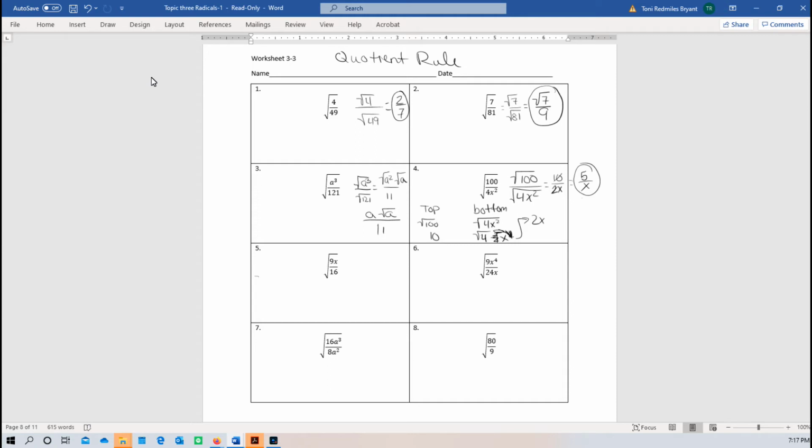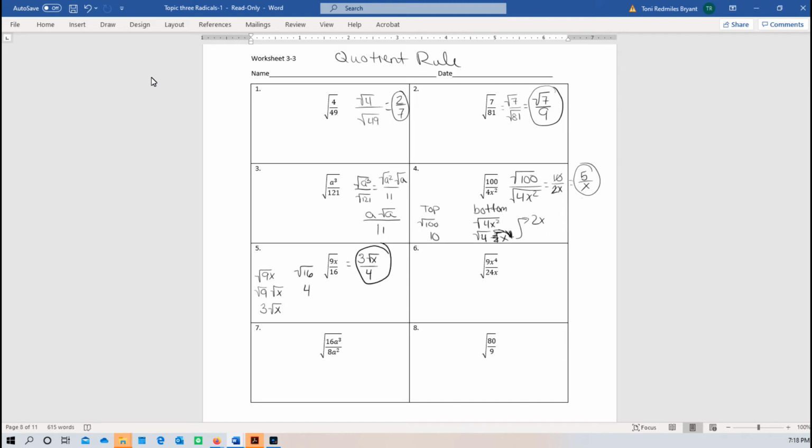All right, so on the top of this one, I have 9x. I'm going to split that up into a 9 and an x, because I know that the square root of 9 is a perfect square, and that answer is 3. Can't do anything with the x, so there's my top. Now on the bottom, I have the square root of 16. Well, that's a perfect square. We know the answer is 4. So 3 root x over 4.